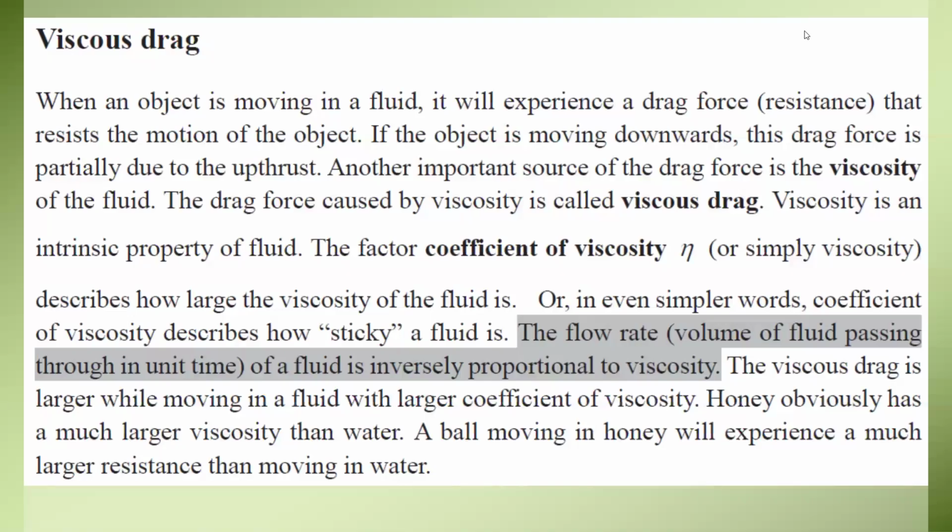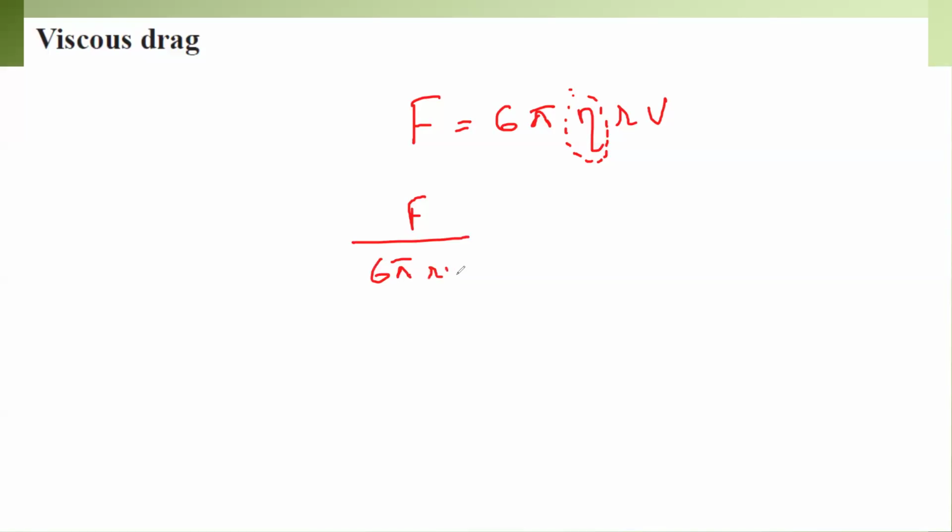So we have a drag force, or viscous drag, the force which opposes the motion of an object through a fluid. According to Stokes, for a spherical object, it is given by the formula 6πηrv. If I want the base unit of the viscosity, η, what will it be? F is there, so η = F/(6πrv).